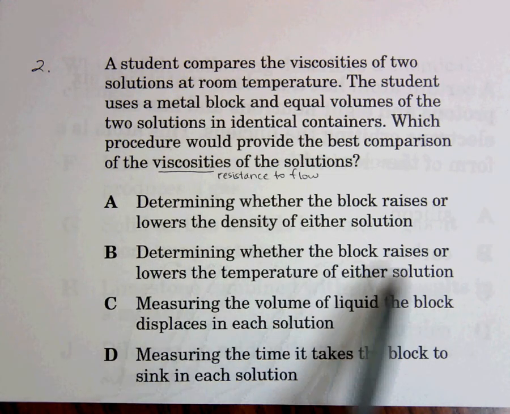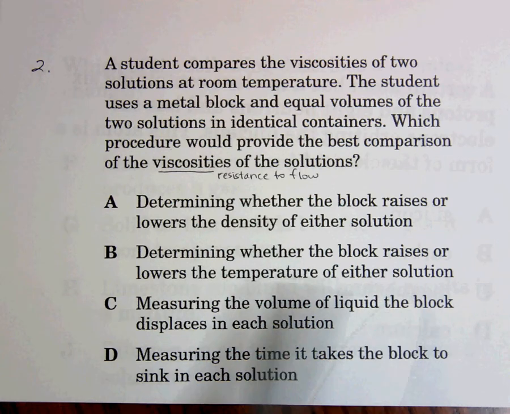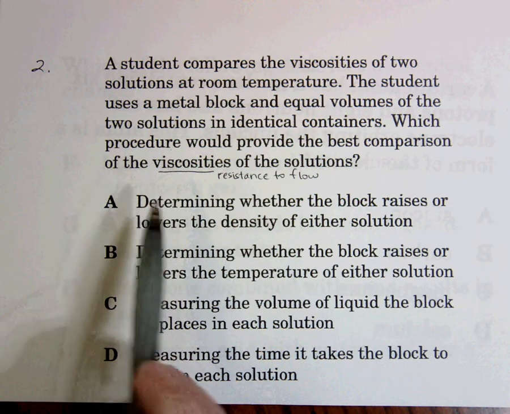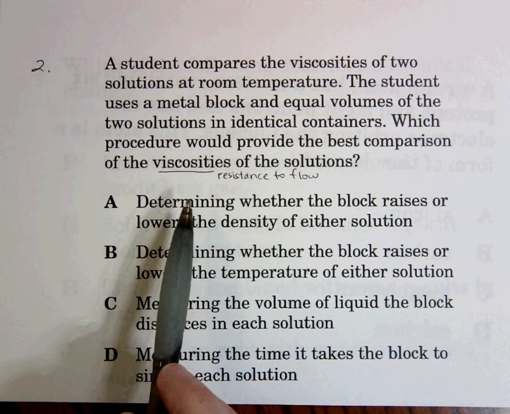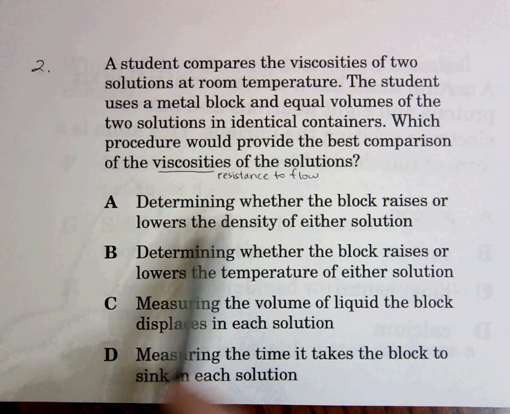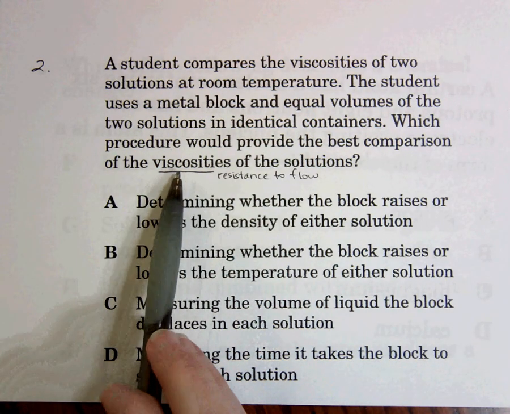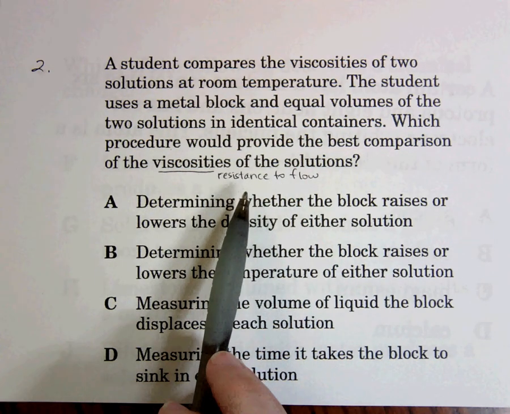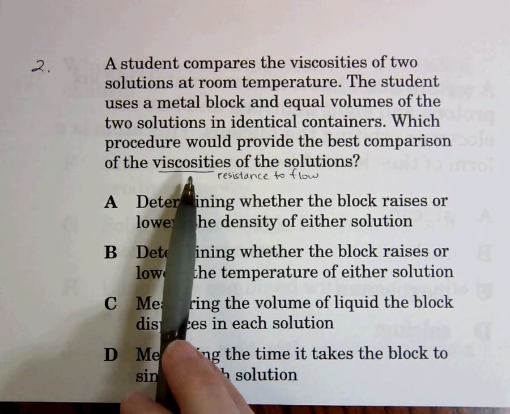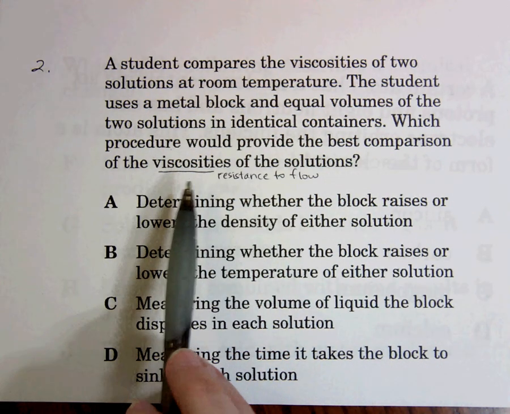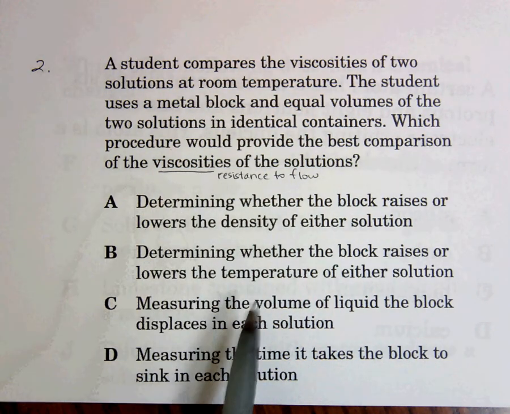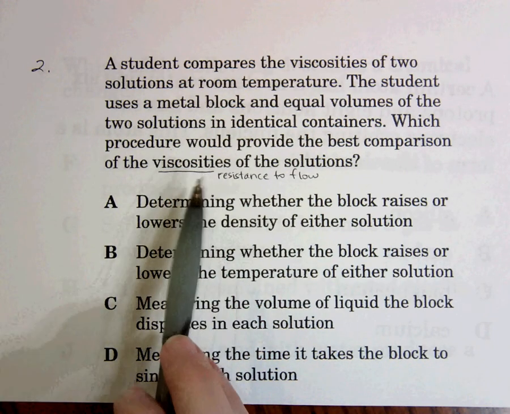Determining whether the block raises or lowers the temperature of either solution. Well, temperature doesn't have anything to do with knowing the viscosity of the solution. Now, if I heat up a high viscosity liquid, I can actually lower the viscosity because the molecules will move faster. And remember, viscosity pertains to its resistance to flow. So if I have something with high viscosity, it'll flow slower. But think about syrup. Syrup is high viscosity. If I heat it up, it will flow faster, but that's not going to tell me if syrup itself has a high viscosity. So I don't want to look at the temperature. I don't want to see what it changes to. I want to know what's true about it right now. What is the viscosity of the solution?